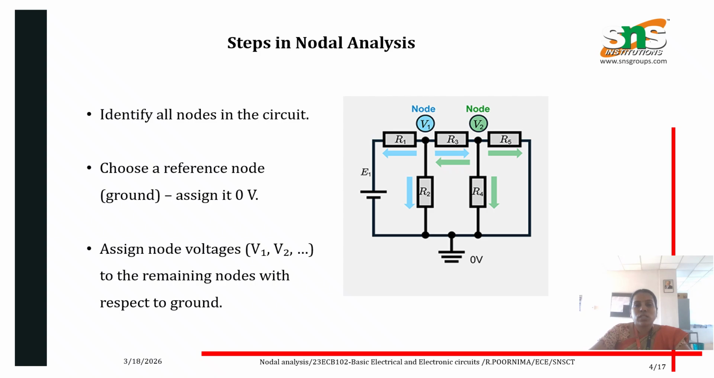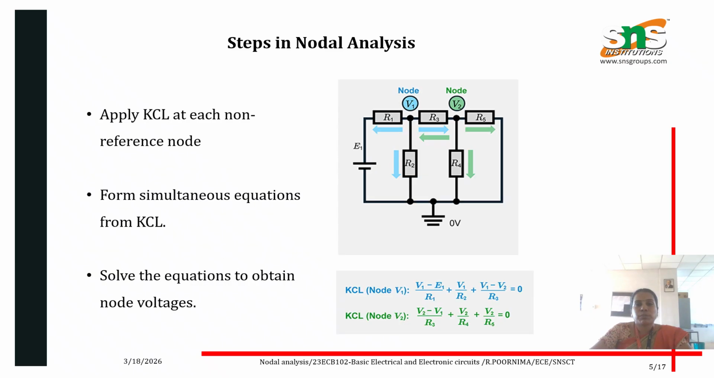Steps in nodal analysis. For the given circuit, we need to identify all the nodes in the circuit. So this is the first step. For example, in this diagram, node 1 and node 2 are marked as V1 and V2. Then assign node voltages to the remaining nodes with respect to ground. The reference node is chosen as ground, which is 0 volt, and the remaining nodes are chosen with respect to ground. In this diagram, V1 and V2 are the primary nodes.